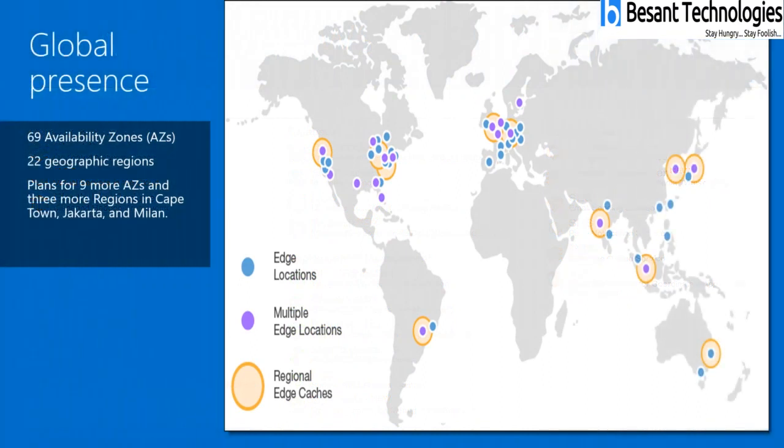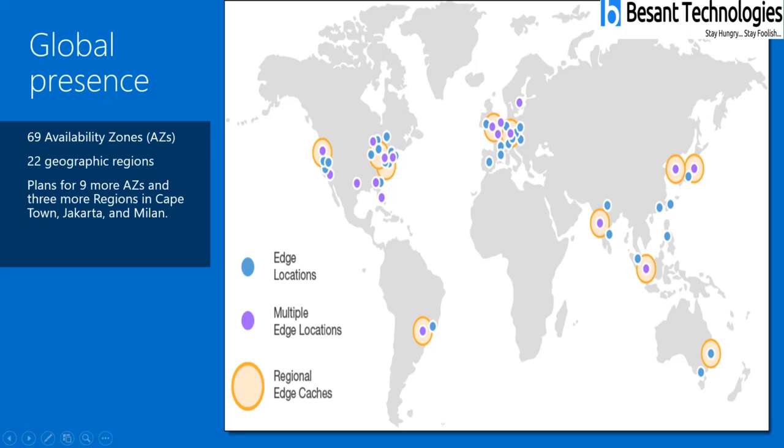We have some concept of our global presence of Amazon Web Services. Presently, we have 69 availability zones. What is an availability zone? It is where a big data center is established for giving computing services to cloud users all over. We have 22 geographical regions. In those geographical regions, we divide our data centers into availability zones. For the future, 9 more availability zones and 3 more regions are planned in Cape Town, Jakarta and Milan.